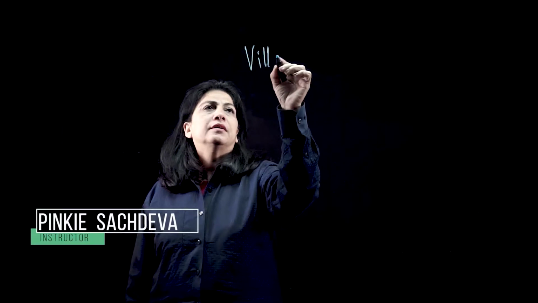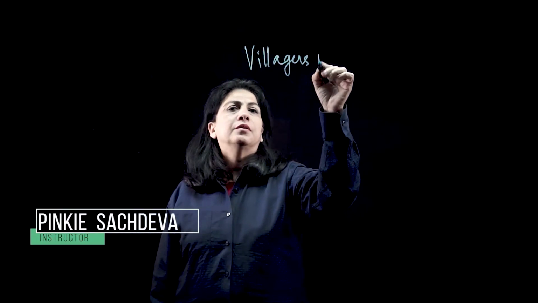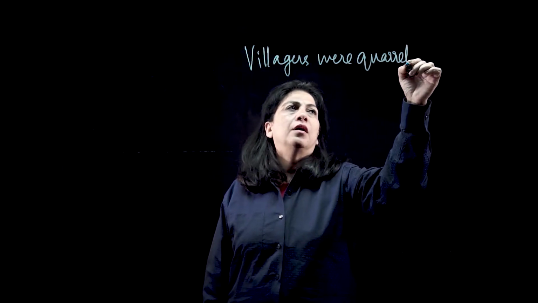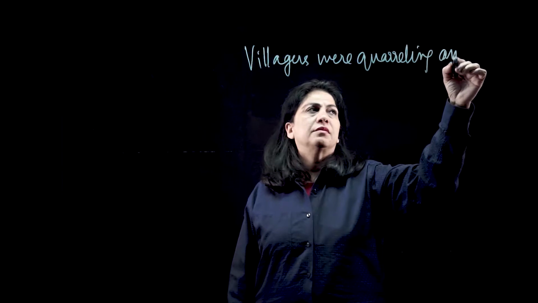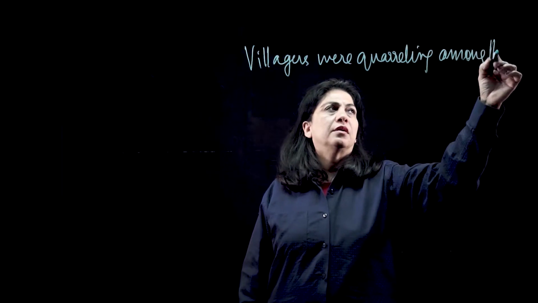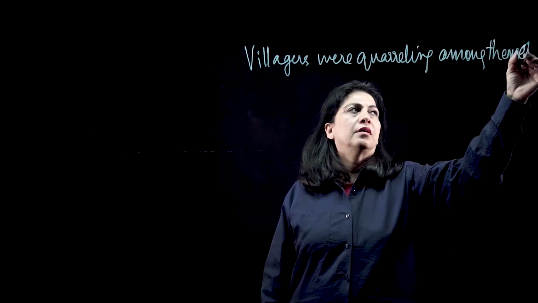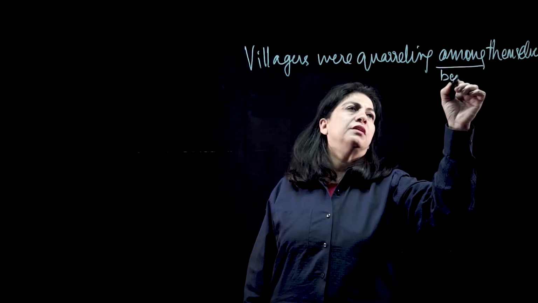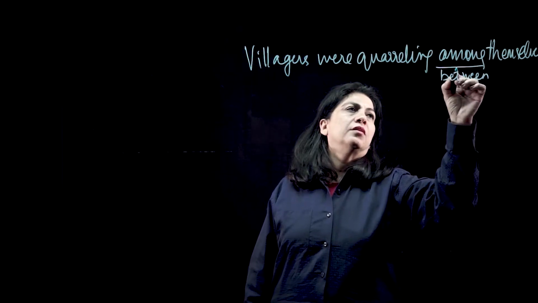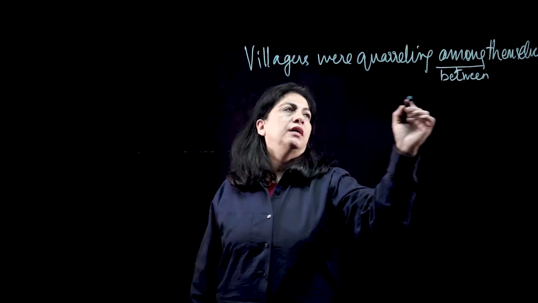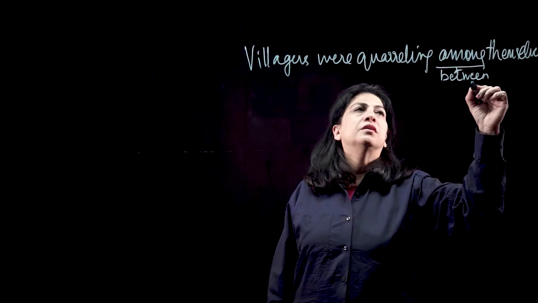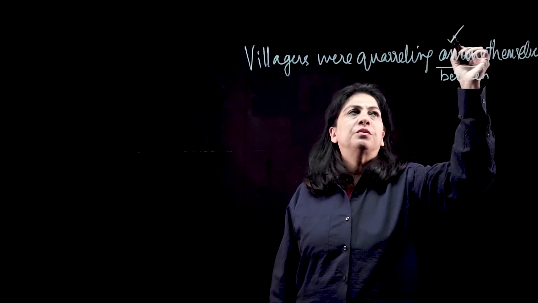Now let's see if this sentence is correct. Villagers were quarreling among themselves. Is this correct? Or we should have put between. What is the word we would have put? Villagers were quarreling among or between themselves. So we would have used the word among.